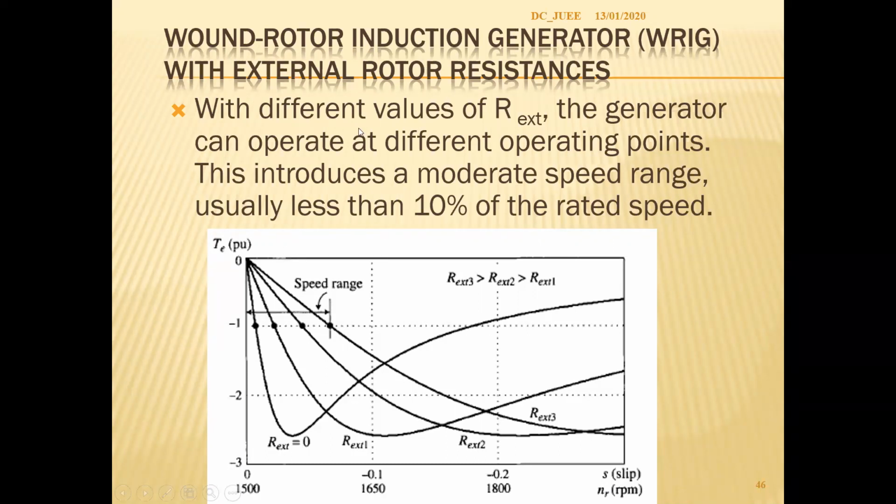But actually, the slope of the torque speed curve, the slope of the torque slip curve, is reducing, right? That means it can happen that the maximum torque can appear at a slip which is -1. This situation, right?